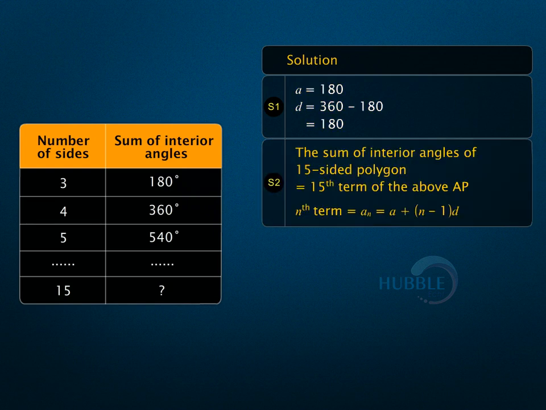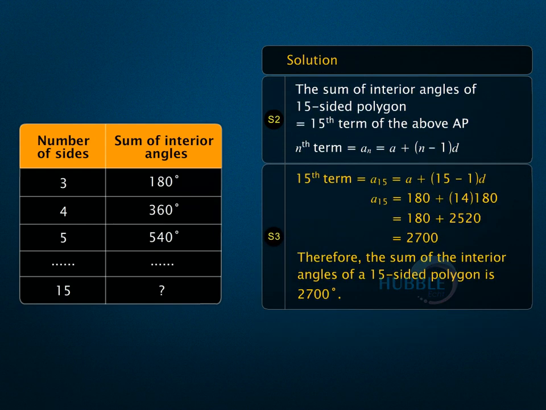To find the sum of the interior angles of a polygon with 15 sides, we need to find the 15th term of this AP. We know that the nth term of the arithmetic progression is equal to the sum of a and (n minus 1) times d. We substitute the values of a, n, and d in the formula.